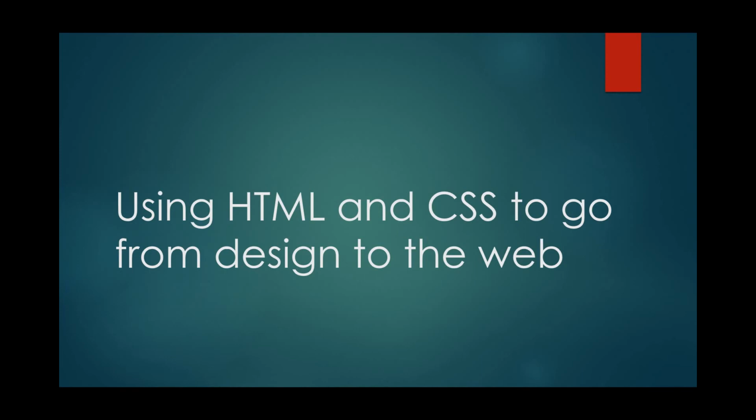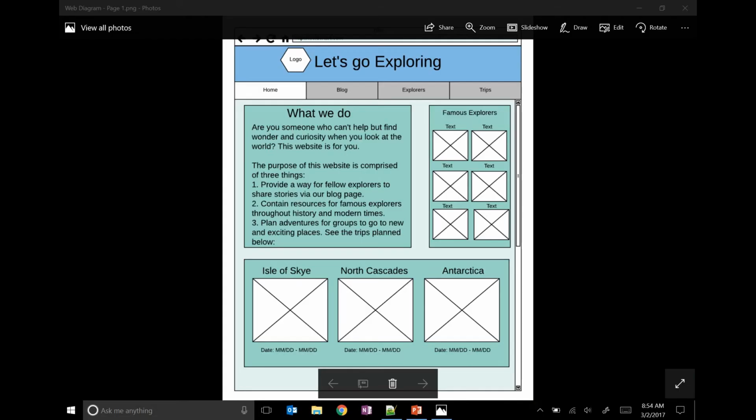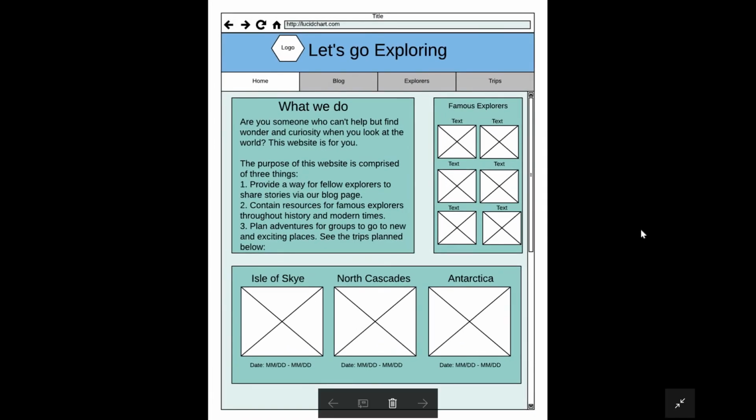So the first thing we want to do is take a look at my website design. Alright, so let's take a look here. As you can see, I've got a nice little banner up here, and I have a logo that I've chosen, and I've got Let's Go Exploring up as my website title. And up here I have my menu. I've got 4 different web pages: home, blog, explorers, and trips.